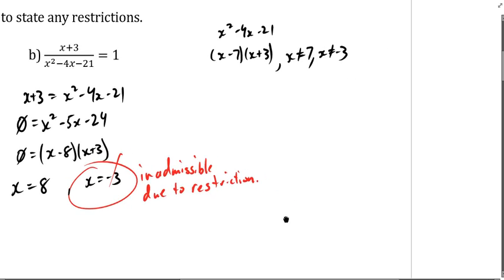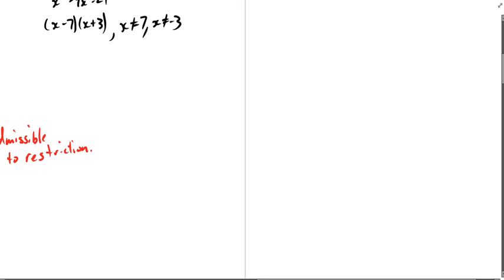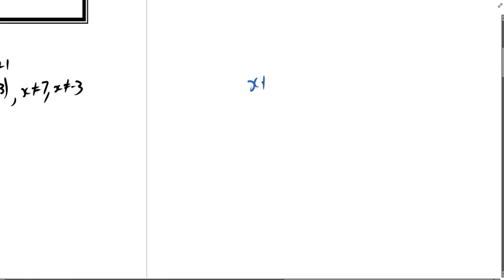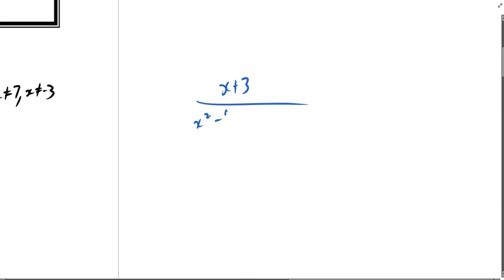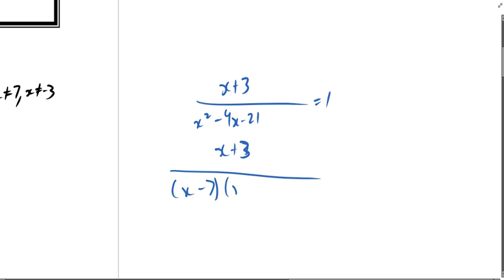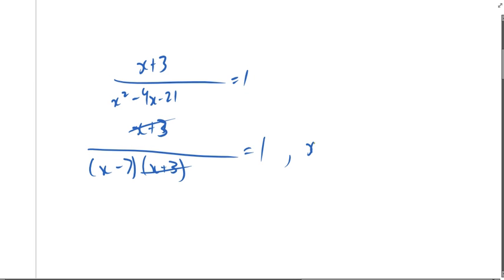Okay. So you don't have to write this down, but what if I factored it instead? So x plus 3 over x squared minus 4x minus 21, whoops, equals 1. So it'd be x plus 3 over x minus 7, x plus 3, right, equals 1. And then those can divide along with the restriction at this stage, x can't equal negative 3 or positive 7. But it turns out that won't matter.